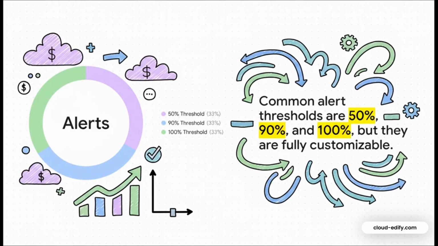Now, a lot of people tend to set alerts for the 50, 90, and 100% marks, and that's a great starting point, but the system is totally flexible. You can customize these thresholds to whatever makes the most sense for your team and your workflow. Think of them as helpful checkpoints along the way.